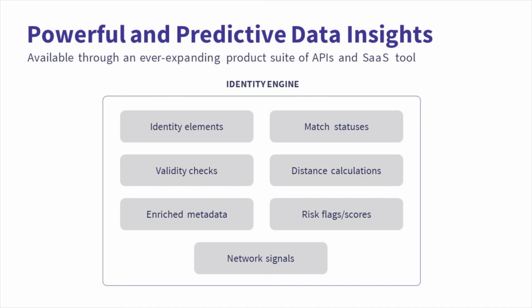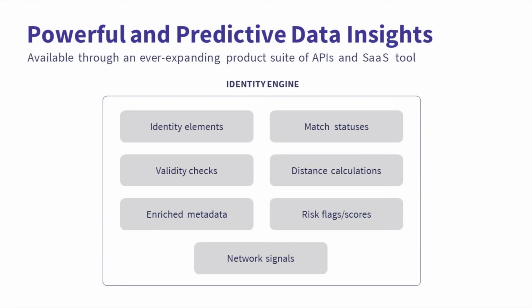Yeah, sure. To Stacy's point, network signals like these patterns are just one category of data. We also provide actual identity elements, their validity checks, and match statuses. So let's say you have name, phone, and email: did the name match with the phone in our graph database, because that's where we have linkages? Did the name match with the email? Then we also provide risk flags and scores.